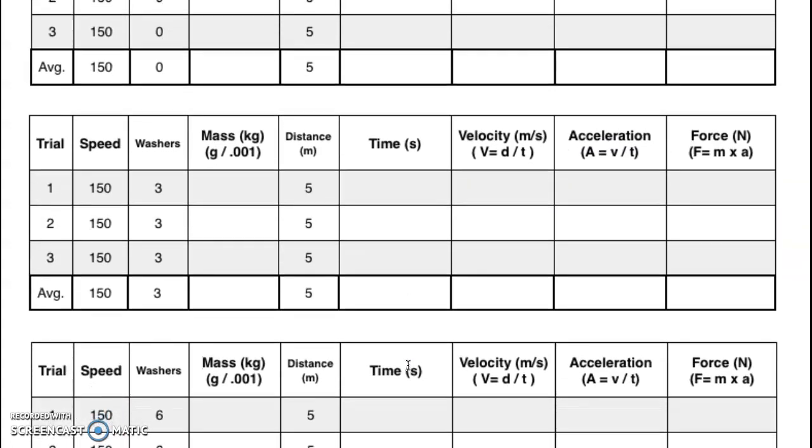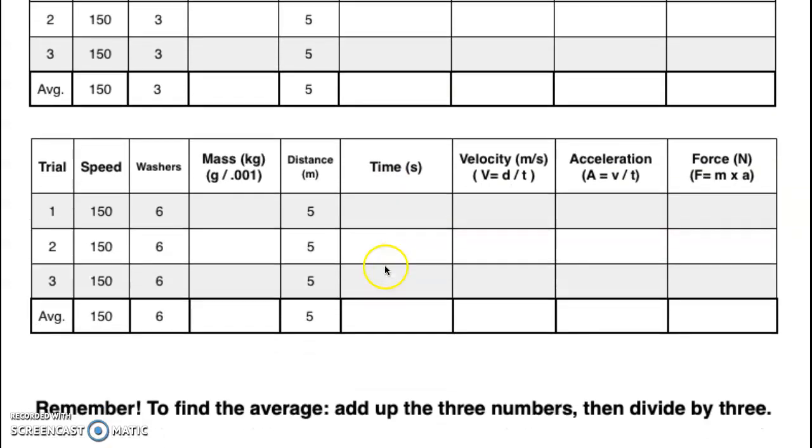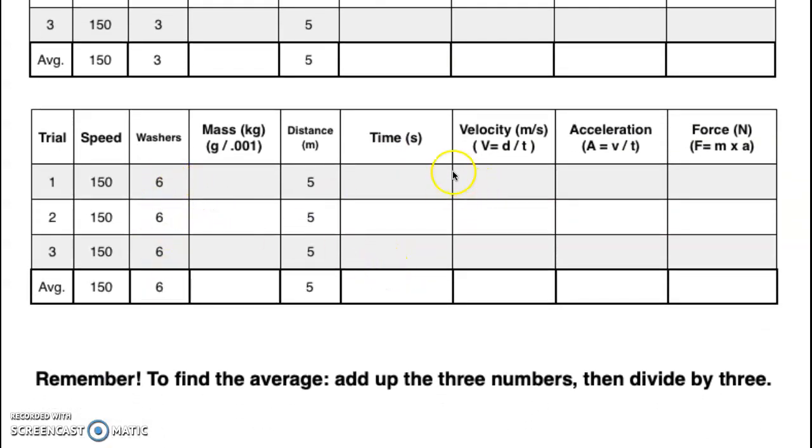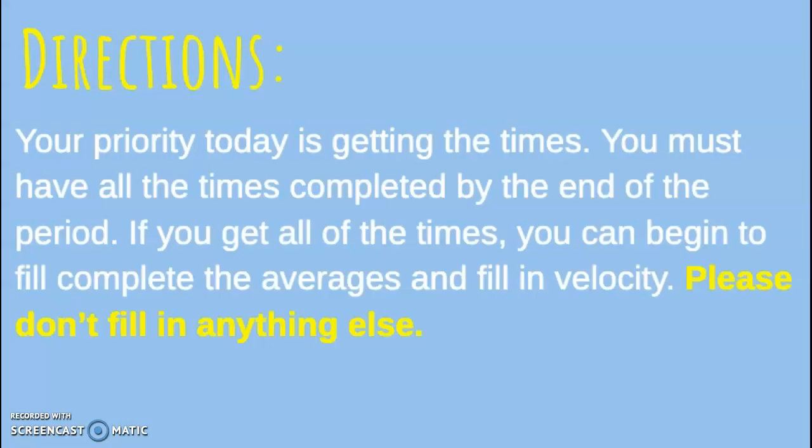Then you are going to add 3 washers. Same speed, 150. Get a time, get a time, get a time. And that's it. Then finally, you're going to do it with 6 washers. Time, time, time. Again, keeping your speeds at 150. So your priority today is getting the times. You must have all the times completed by the end of the period. If by chance you get all of the times done, you can begin to fill in the averages and velocity, but nothing else.